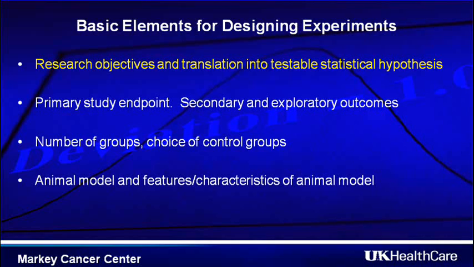First, you need to clearly define your research objective and be able to translate this into testable statistical hypotheses. What is the null hypothesis of your study, which is usually the hypothesis of no difference, and what is the alternative hypothesis of your study? The alternative hypothesis is your research goal and is the complement of your null hypothesis.